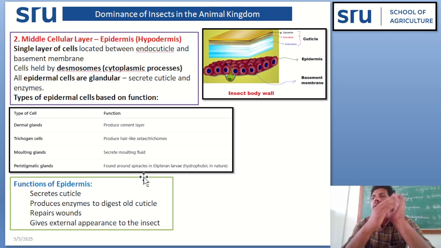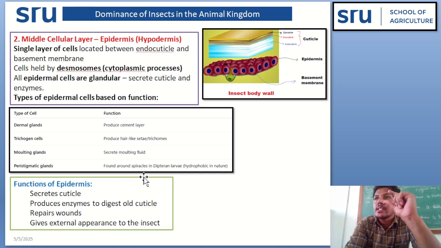So then what is the function of the epidermis? Epidermis secretes cuticle, and produces the enzyme to digest old cuticle. It is essential during the process of molting. Next, it repairs wounds and gives external appearance to the insect. So these are the functions of the epidermis.